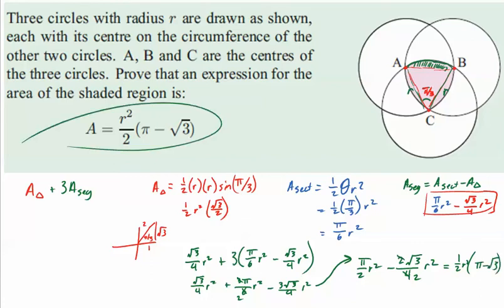And ta-da! We're where we are supposed to be. 1/2 r squared is the same thing as r squared over 2. There you go. I told you that was a pretty nifty little problem. We are done.